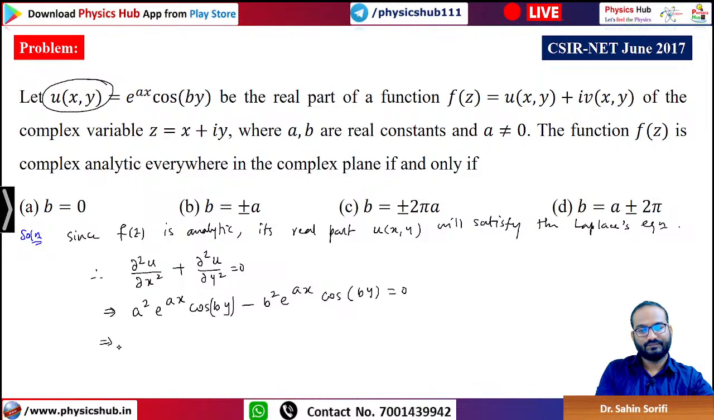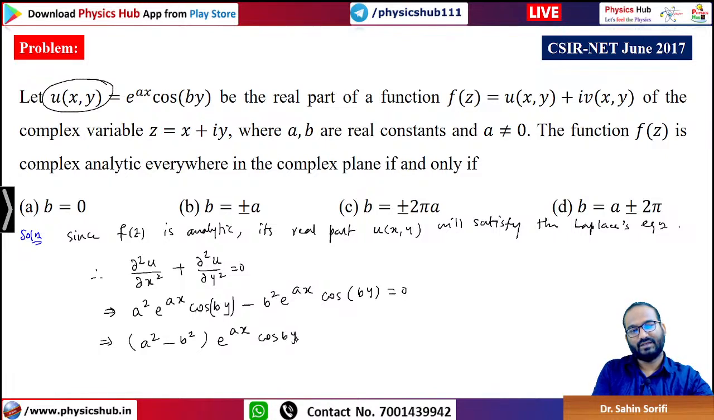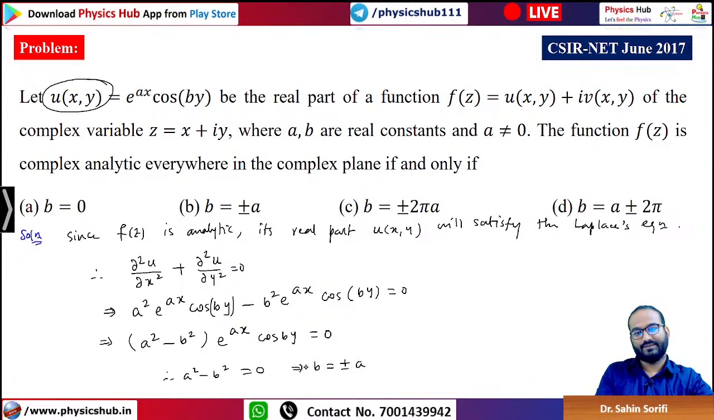Okay, a square minus b square times e to the power ax cos by equals 0. You see, this other part is non-zero. So a square minus b square should be equal to 0. Option B you are getting? Yes. b equals plus minus a. Option B.